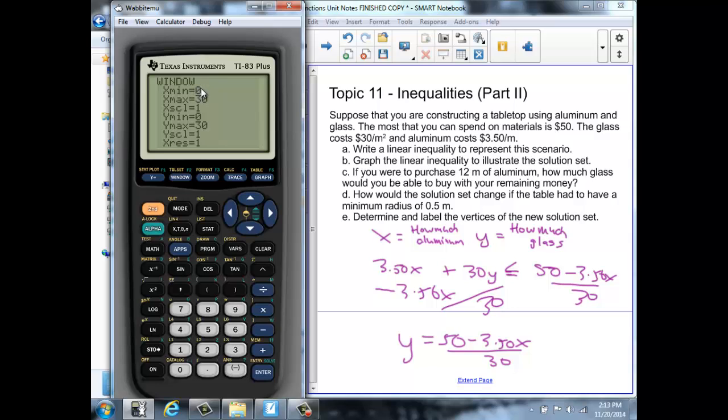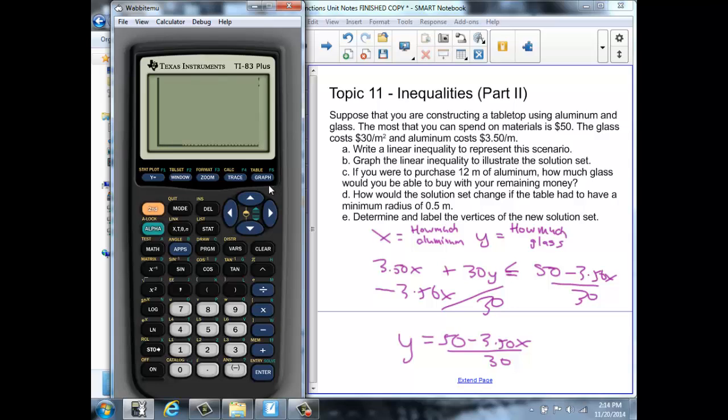X was about how much aluminum you could buy. You can't buy negative aluminum, so we should buy at least 0 aluminum. If I'm making a table, is 30 meters of aluminum a reasonable amount? That's actually a lot of aluminum, so that's probably reasonable. It's your Y value that's kind of screwed up. You can't buy negative glass, but we're probably going to need more than this for glass. So I'm going to make this 30 go up to, let's try 100, just to see what that fixes.